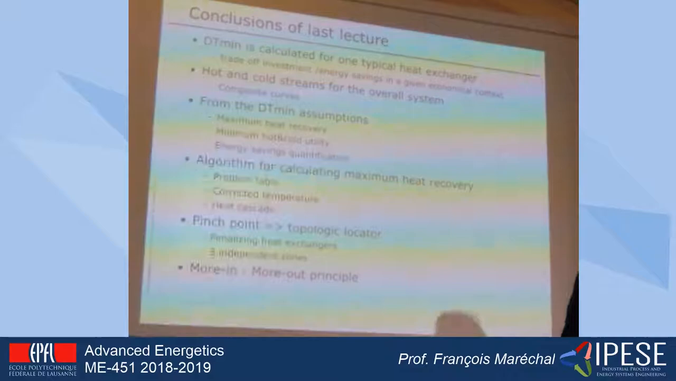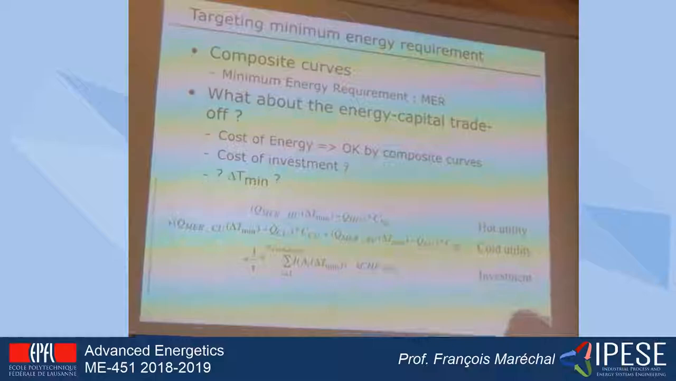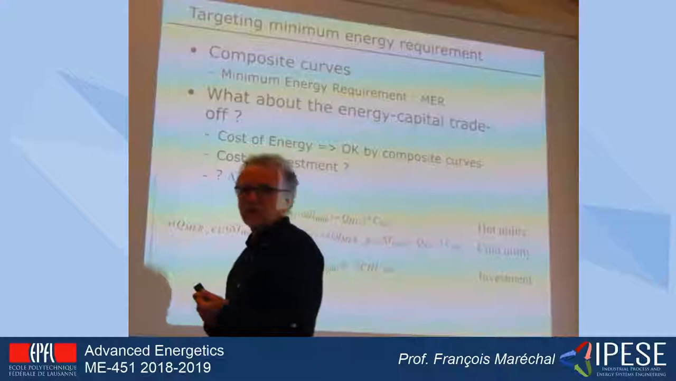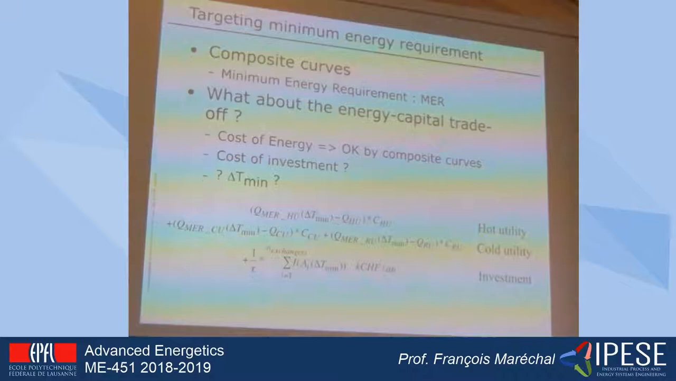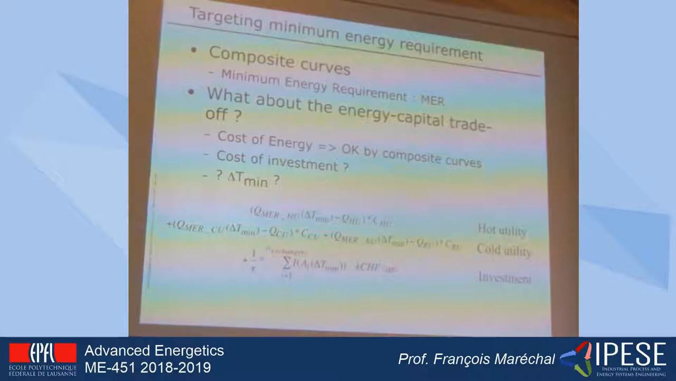Okay, so what we can say is that perhaps we can formulate the problem the same way we did when calculating the best value of the delta T minimum. We did this by making the energy-capital trade-off. So we can go back and say, let's look at the minimum energy requirements that will give us the cost of the energy, and then let's see if we can calculate the capital cost of the heat exchangers. Now I'm talking in the plural, where I have more than one heat exchanger considered.